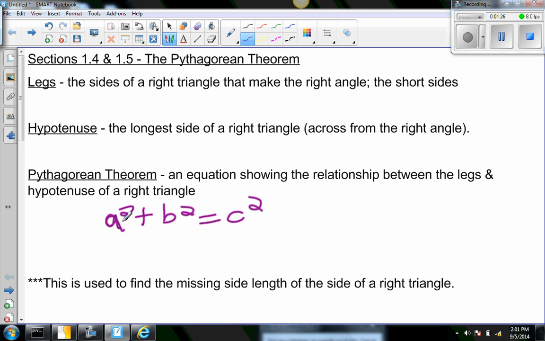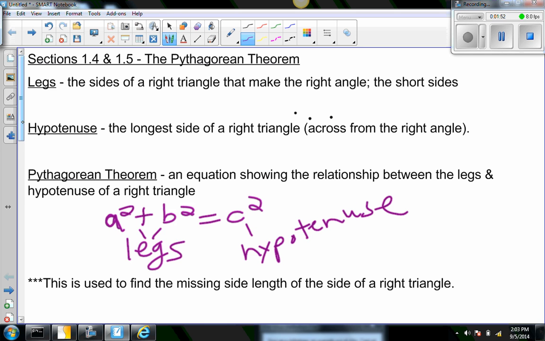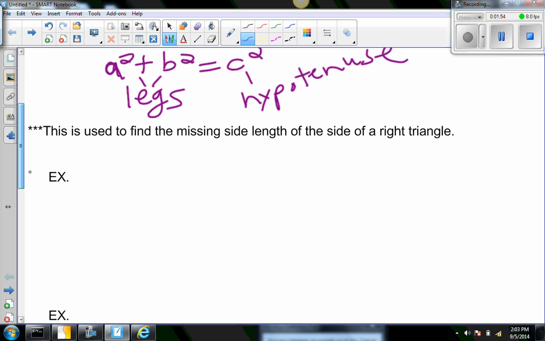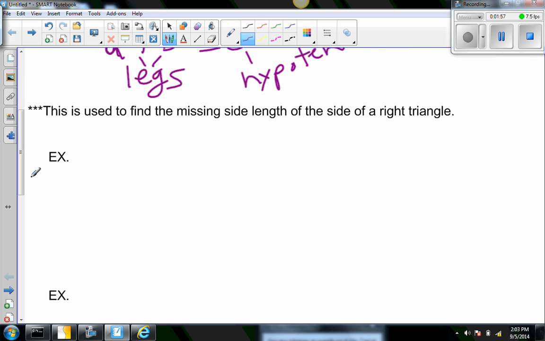So the a and the b will always be the legs. Okay, a and b are always the legs. So this one and this one, legs. So the a and the b are the legs. And then the c is always the hypotenuse. It will always be that way. And remember that this is only used to find the missing side length of a right triangle. It only works for right triangles.